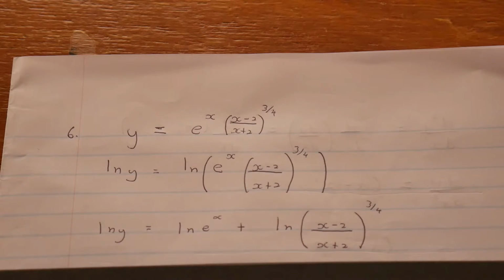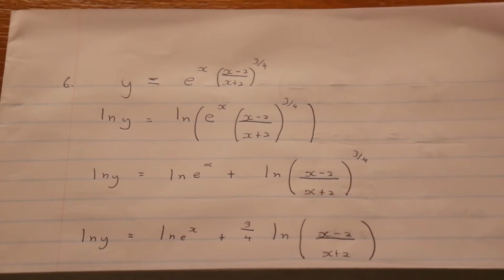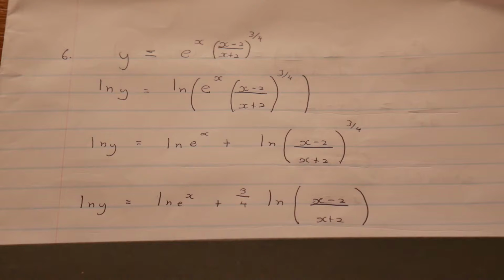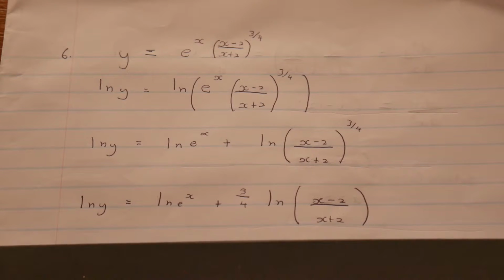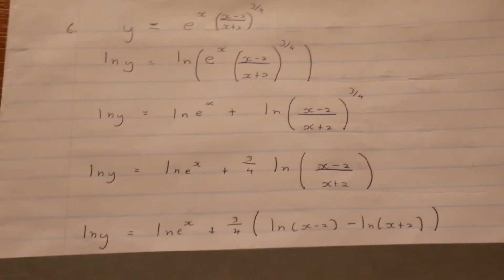We apply log rules. I want to treat this thing as a product. So ln A times B is ln A plus ln B. Then I applied the log of x to the n power is the same as n log x. Again, you didn't have to do it like this, but this would have significantly reduced the size of the question.